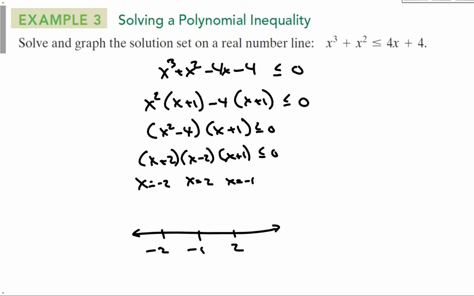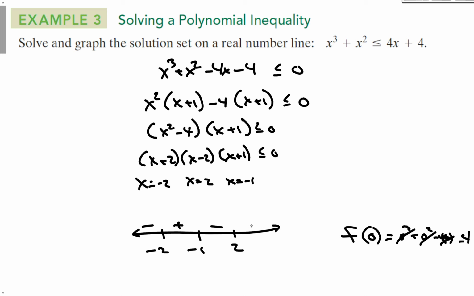Okay? Let's find f of 0. So that turns into 0 to the third plus 0 squared minus 4 times 0, which all just cancel out, minus 4. So 0 is negative. Now again, I could plug in a number between -1 and 2, like 1.5, plug in a number bigger than 2, plug in a number less than -2. But I know because each one of these zeros happens one time, the graph changes signs at every 0.